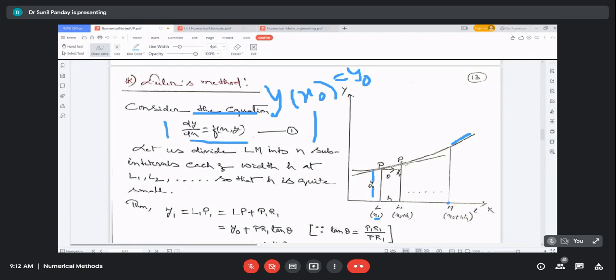To calculate the value at x naught plus nh, first we divide the interval from x naught to x naught plus nh into n subintervals. Then we see the first interval, x naught to x naught plus h, and this point is our x1. Now we want to know the value of y at x1, and you can see that this value is L1 P1.